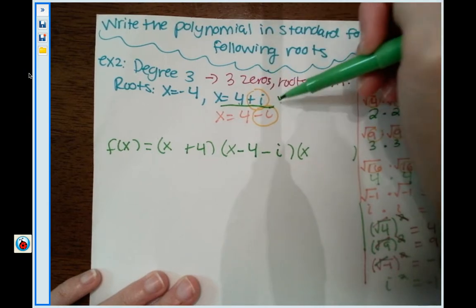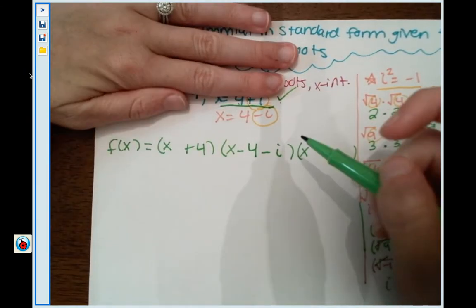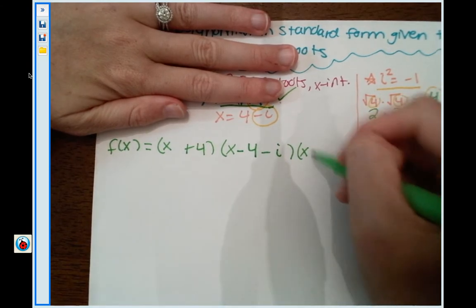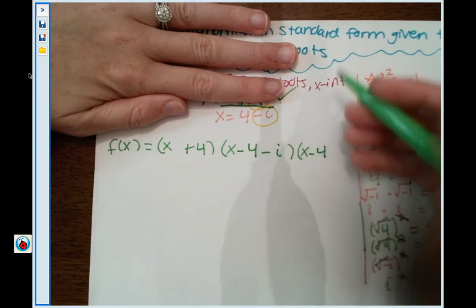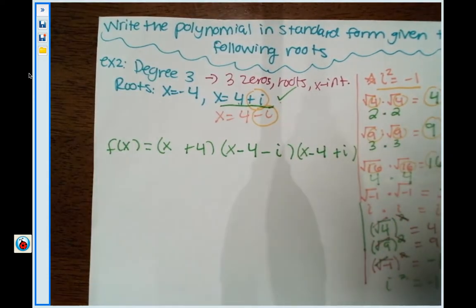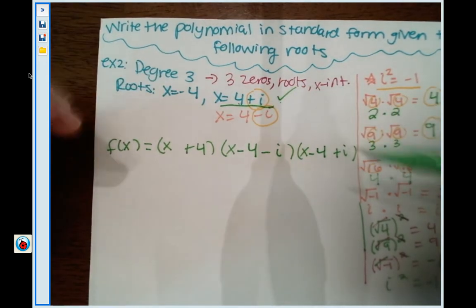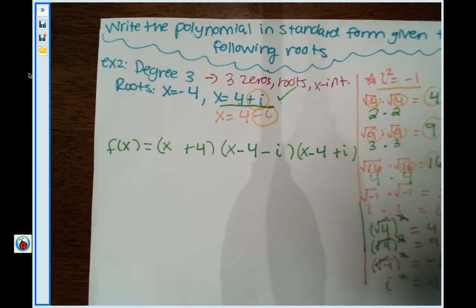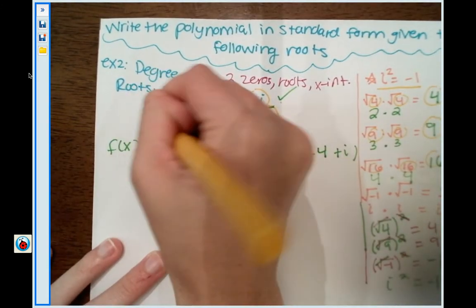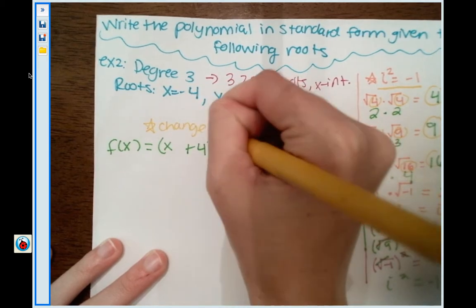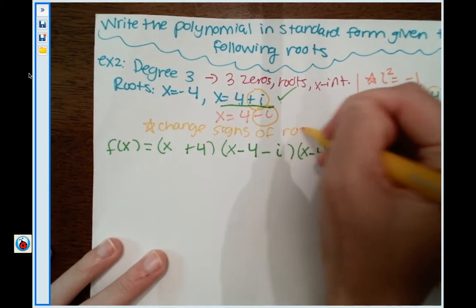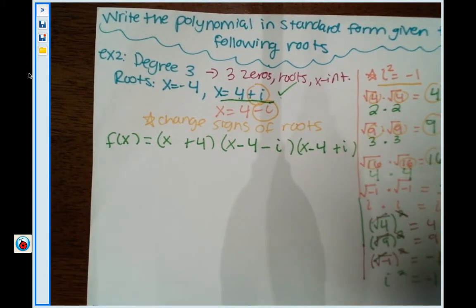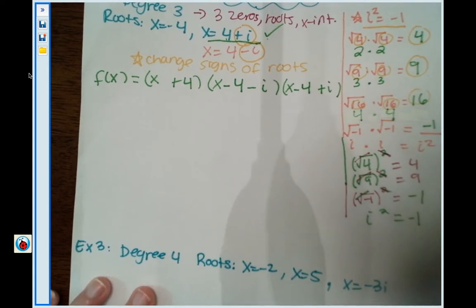So all we're doing, you guys, is changing the signs. This one started off as a positive 4, so in here it'll become a negative 4. And then the opposite of negative i will be a positive i. So in here, it'll be a positive i. So all we do to get from our zeros to factored form is change the signs of the zeros. And you change all the signs. That's it. Change signs of zeros. Or if you want to call them roots, since we call them roots here, that's fine. Whatever floats your boat.